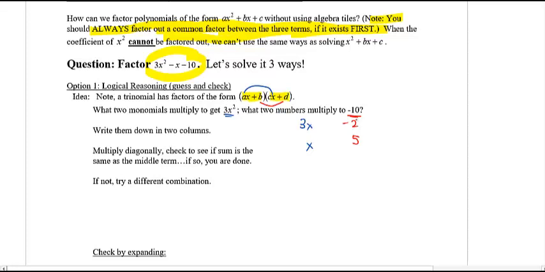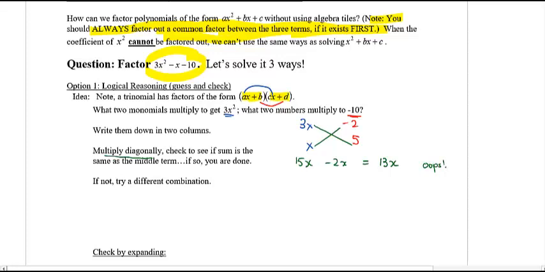Now the idea is to multiply diagonally. So if I take 3x times 5, what do I get? Well, that's 15x, right? And then I see x times negative 2. That's minus 2x. So I multiply diagonally, and then check to see if the sum is the same as the middle term. So if I add this together, that gives me 13x. Is that the same as the middle term? Uh-oh, it's not. So therefore, oops, I have to try a different combination.